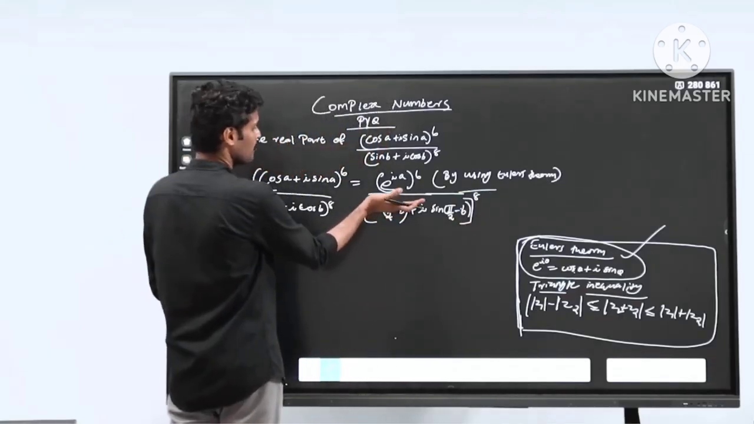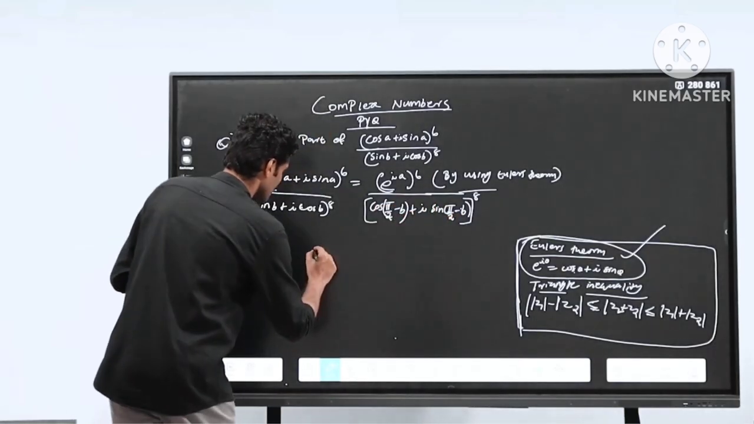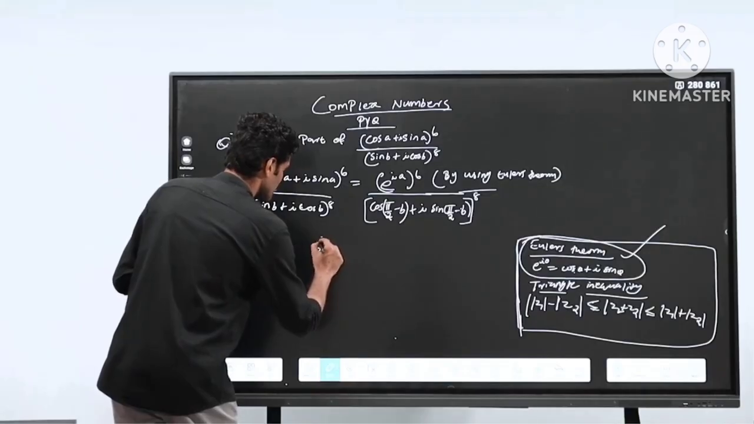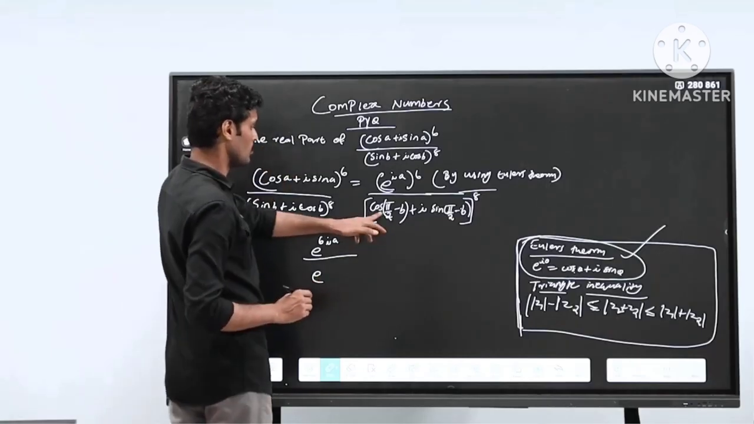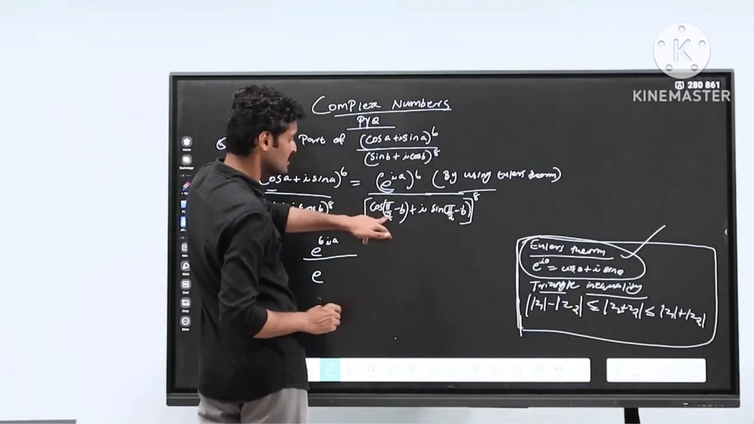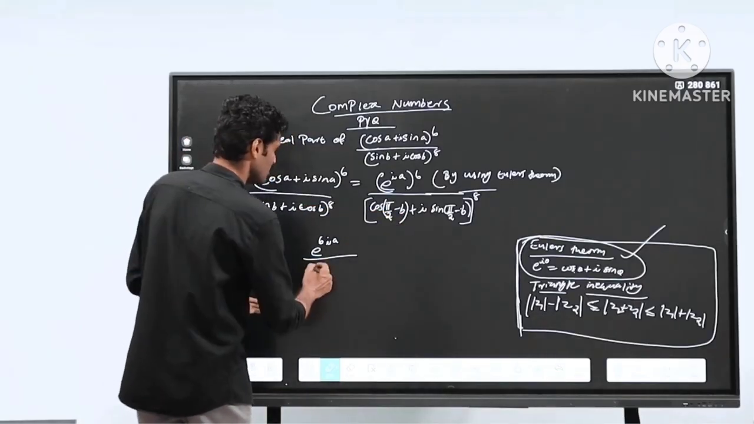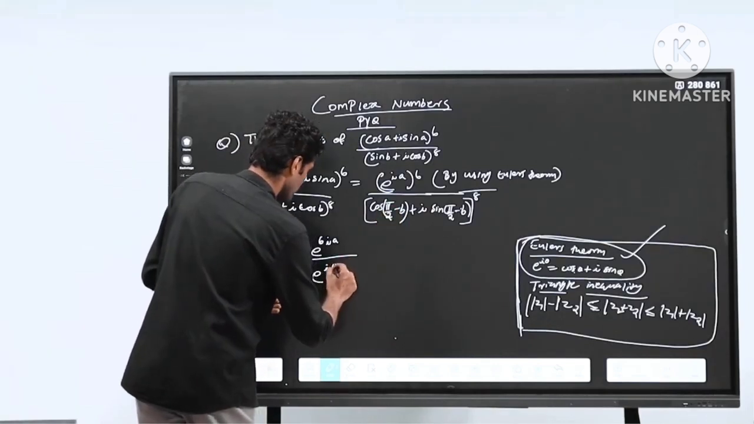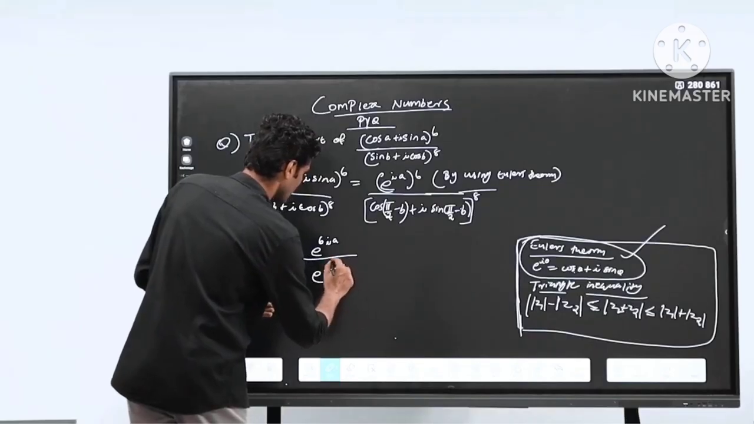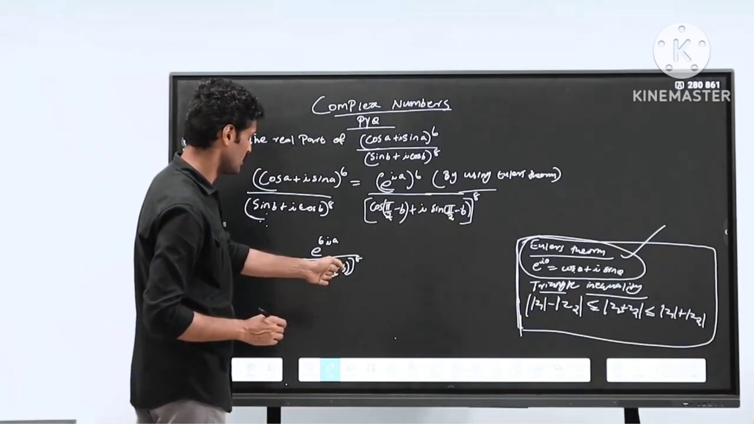Then again we can apply Euler's theorem in the denominator as well. Then we will get e raised to 6ia divided by e raised to i theta, where theta is pi by 2 minus B, by using Euler's theorem, whole raised to 8, right? Then we can elaborate this.